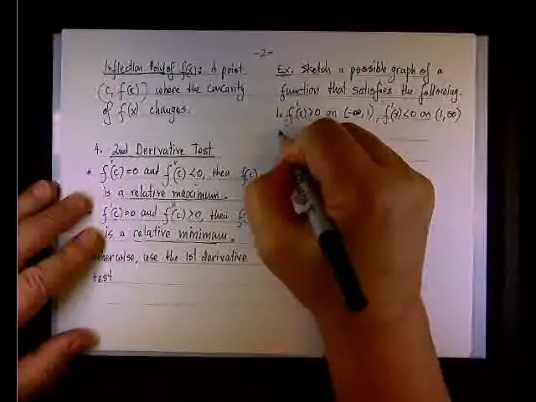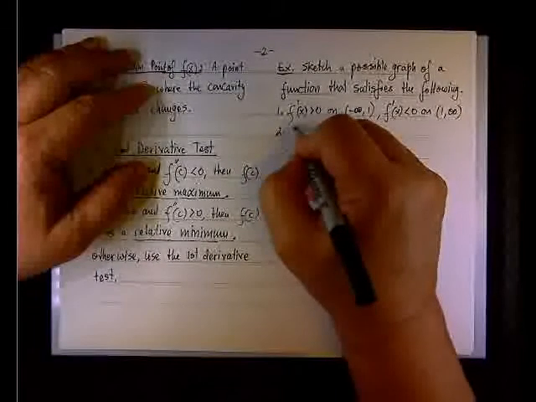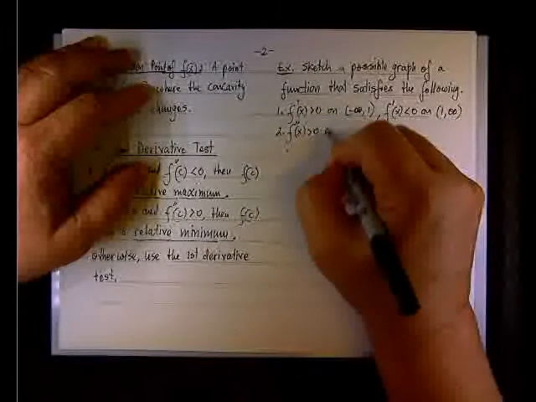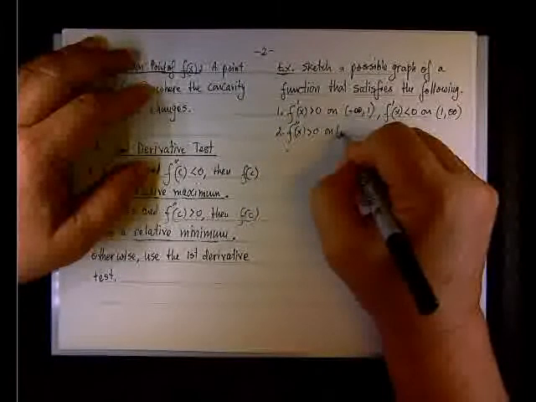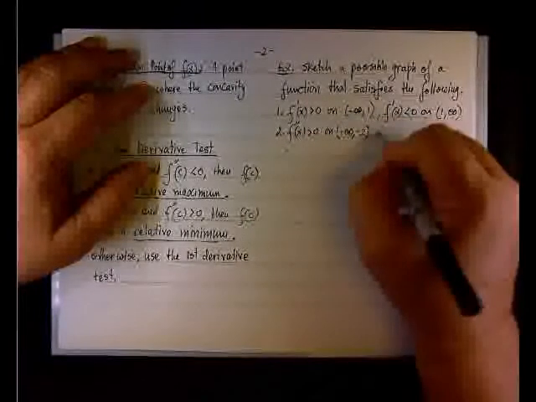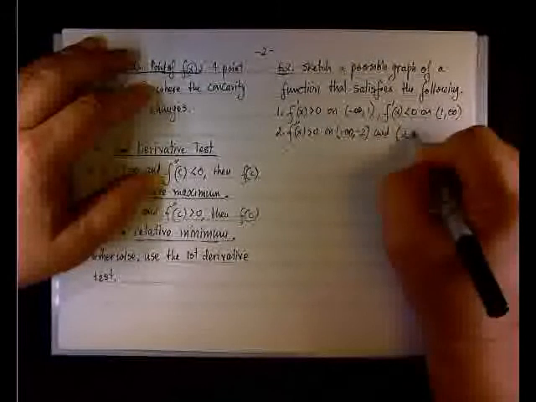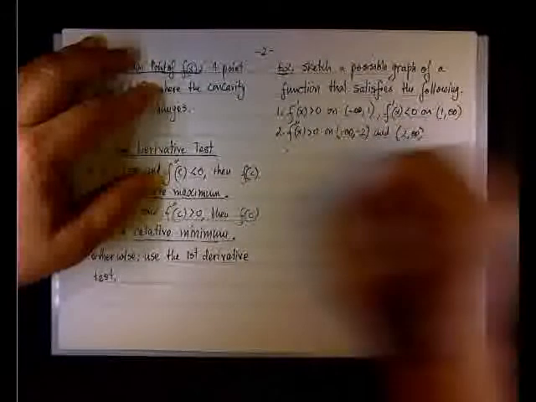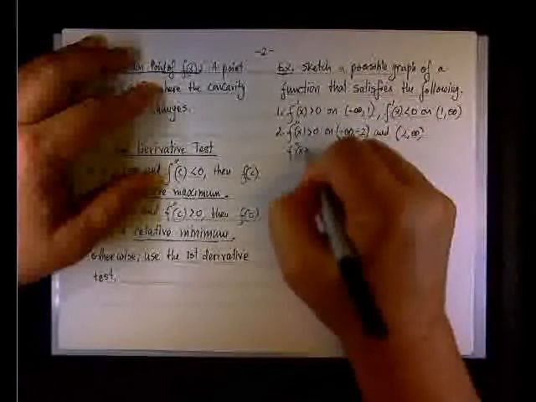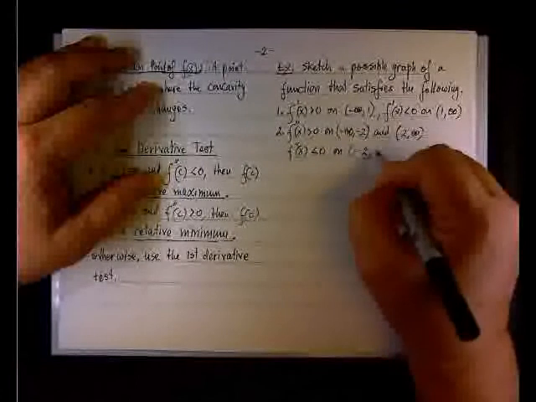The second condition has to do with the second derivative. F double prime of x is positive on two intervals. One is the open interval negative infinity to negative 2, and the other interval is 2 to infinity. Then f double prime of x is negative in the middle, the open interval negative 2 to 2.